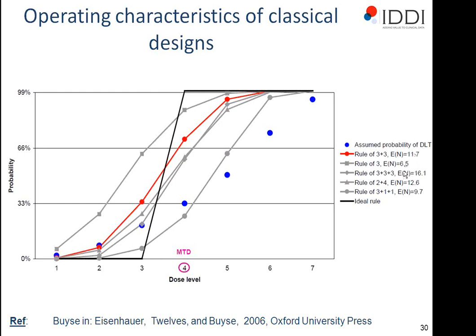What you can see here in this legend is also the expected sample size for these rules. So what you can see, for instance, is that the 3+1+1 design has the expected number of patients around 10 as compared to about 12 patients for the classical 3+3 design. So essentially it means that this 3+1+1 rule gives us a little bit smaller sample size with relatively similar performance in terms, for instance, of selection of MTD in one-third of the cases.